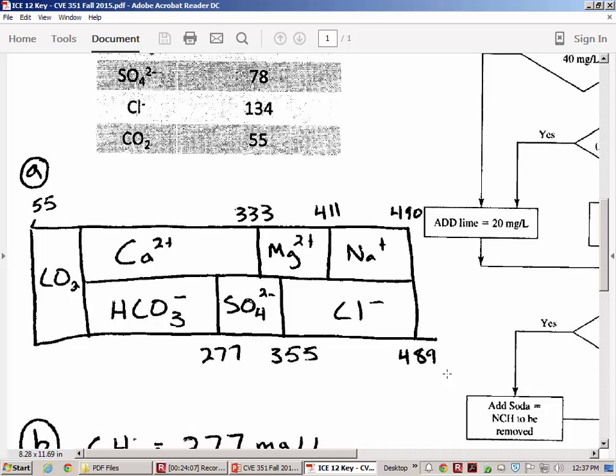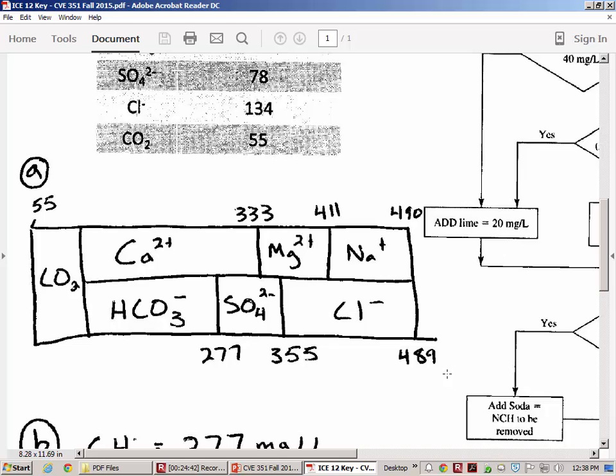So what questions do you have about the bar chart so far? All right. In part B, it's asking what is the initial carbonate hardness. It's 277, right? And the reason why is here's our carbonate and here's our hardness. On the top, the hardness is from here to here. It's from 0 to 411 is our hardness. How much of that hardness is from carbonate and from non-carbonate?